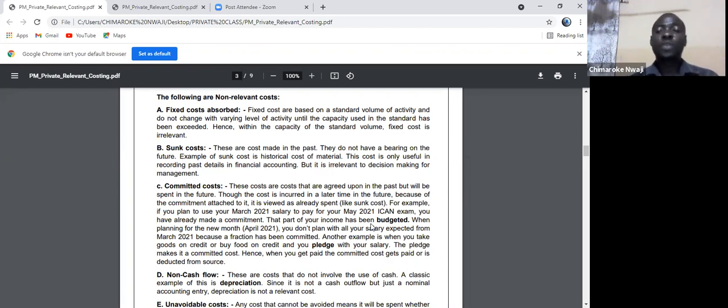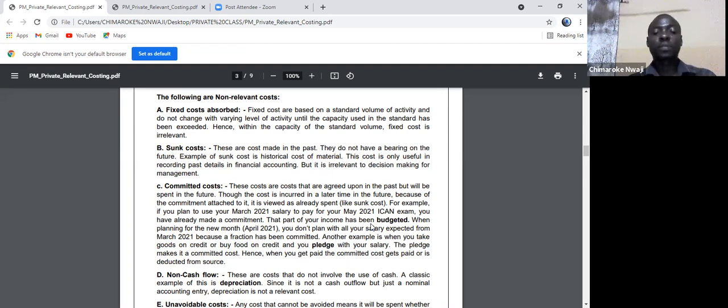Like I told you before, the Zoom license, the Zoom capacity, is 100. And so the fixed cost doesn't change if you are using 5, 10, 15, 50, 90, 95. Until you reach a standard volume and want to exceed it, then the fixed cost will change. So as long as you have not exceeded the volume, fixed cost is not relevant.